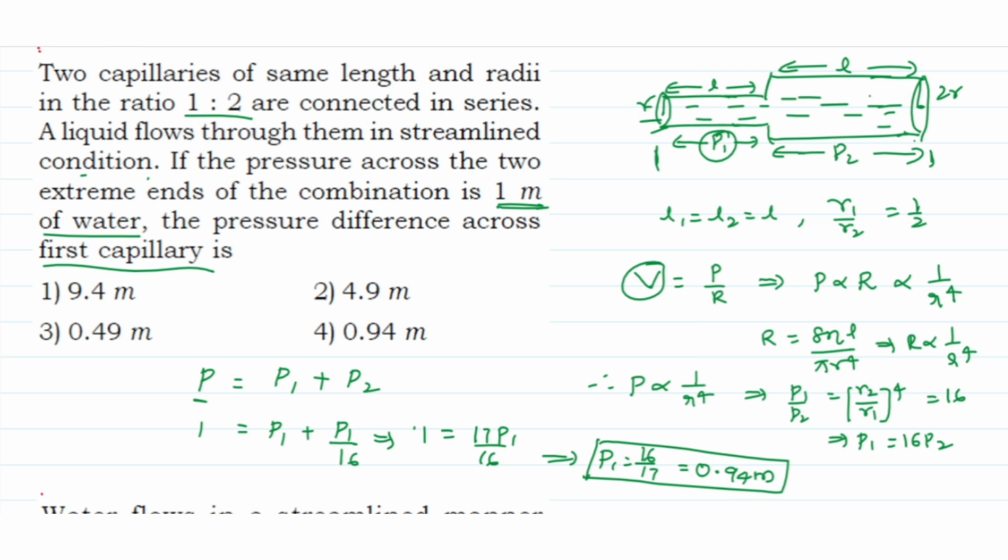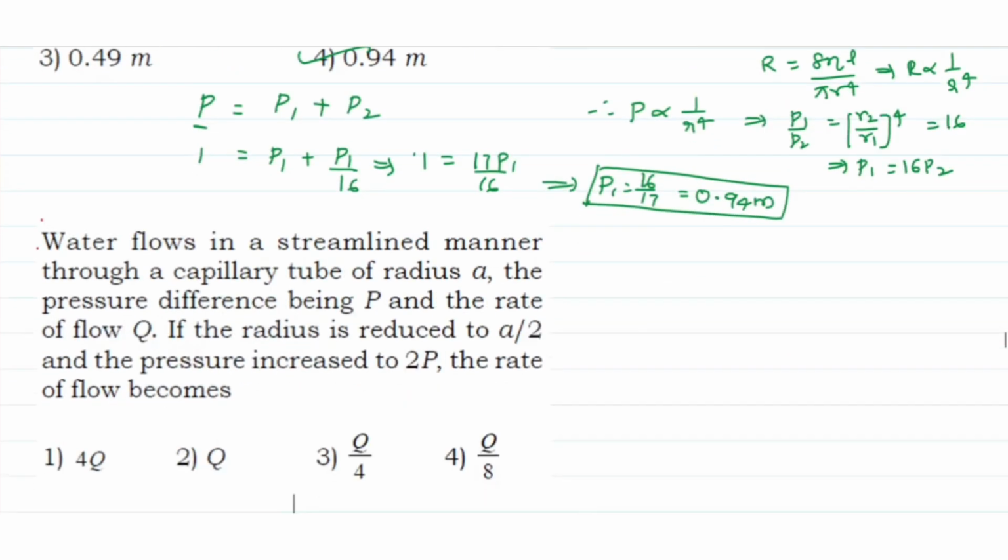So 1 meter of water on both sides, h rho g, when you take it, rho g gets cancelled. You will be getting the h value in terms of water. This is 0.94 meter of water. This will be the correct answer. Look at the next question.